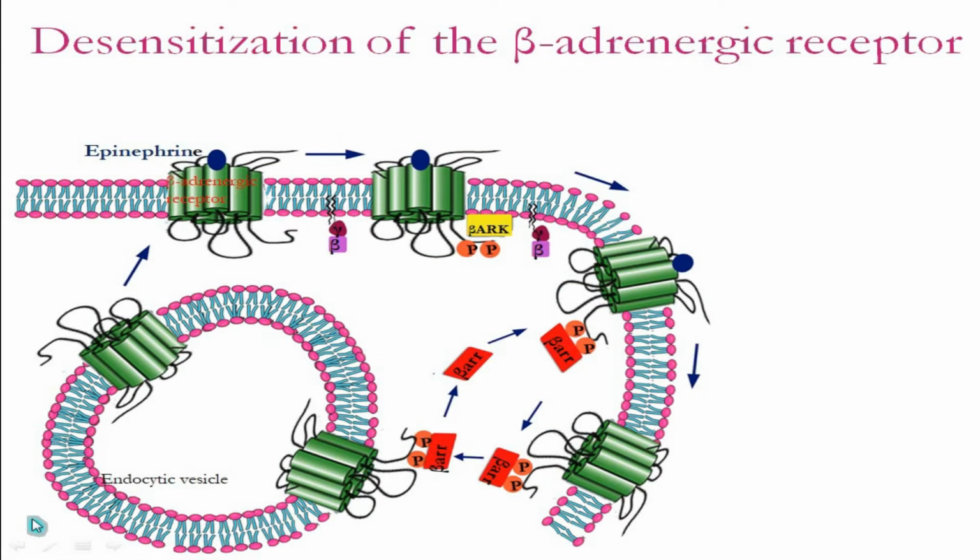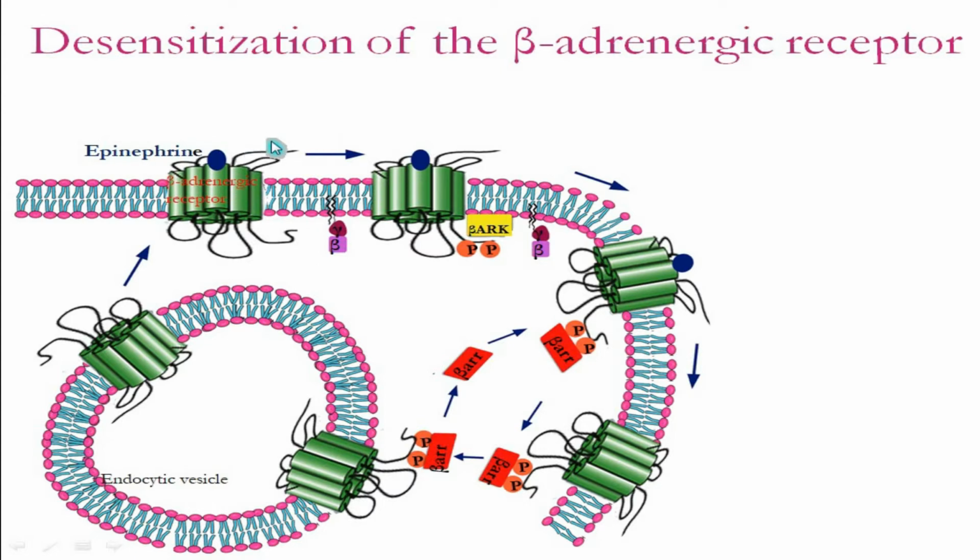Everyone. In this video, we discuss desensitization of beta-adrenergic receptor. What is desensitization? We have already discussed desensitization in the case of acetylcholine receptor. When a signal, here it is epinephrine, persists for some time, what happens? The receptor is desensitized. How?